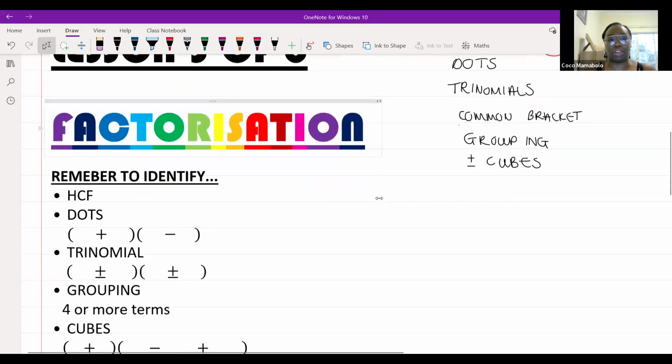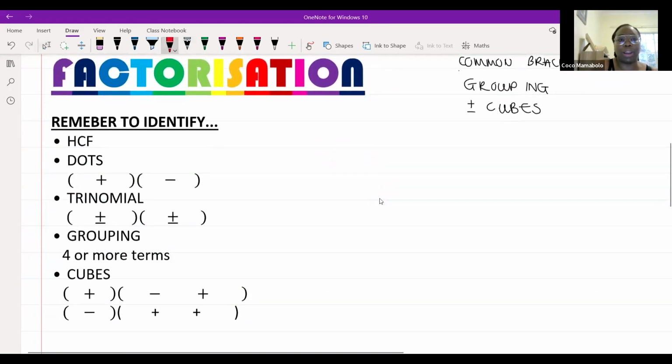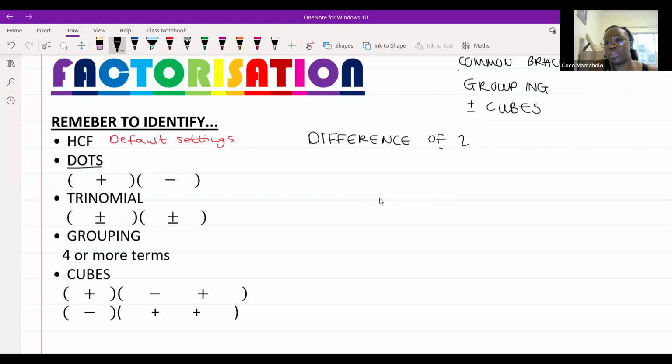All right, let's start over here. Okay. Number one, our HCF is our default setting. And now I can't spell default. How, Teacher Coco? Default setting, good. Then we're going to get the difference of two squares. Now, let's talk a little bit more about dots. The difference of two squares. Now, this name just doesn't come from anywhere. It actually tells us quite a lot.